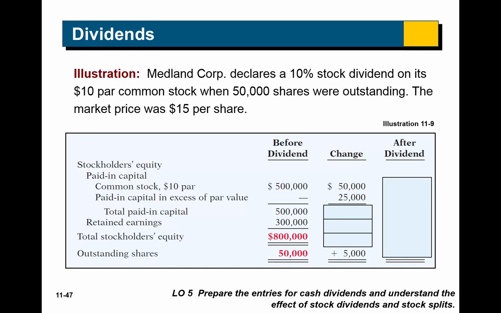So here's the Medlin Corporation. They declare a 10% stock dividend on $10 par common stock, 50,000 shares outstanding. The market price was $15 per share. All right. So what's going to happen if it's a 10% stock dividend? That means that they are going to, sorry, I'm thinking my way through this with you.